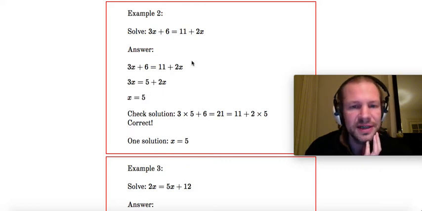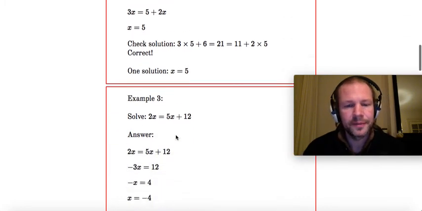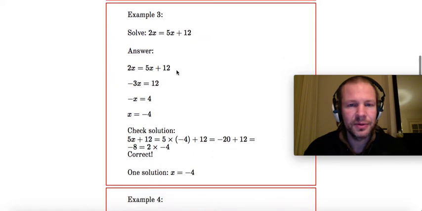Let's check it. 3 times 5 is 15 plus 6 is 21. 11 plus 2 times 5 is also 21. So we found the solution x is 5. Example 3. 2x is 5x plus 12.